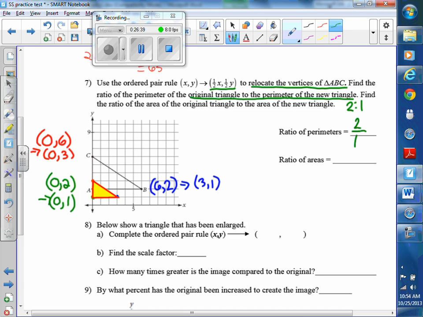So make sure you read. And then it says find the ratio of the area of the original triangle to the area of the new triangle. So 4 to 1. Because it's always the ratio of the perimeter squared. So 2 to 1, kind of like what we just did on that problem, times 2 to 1.